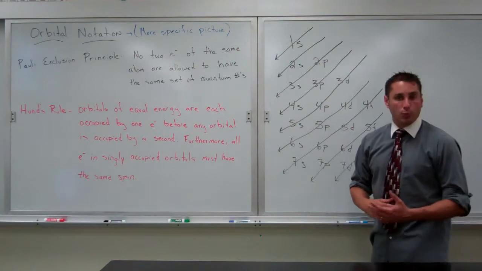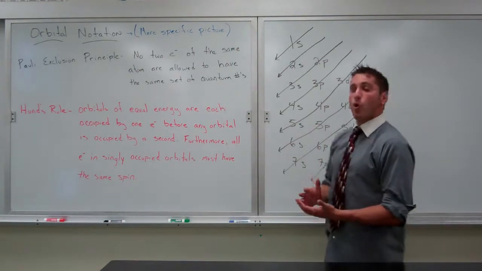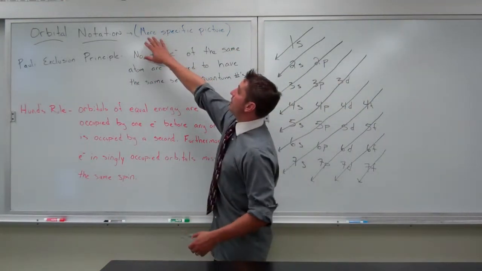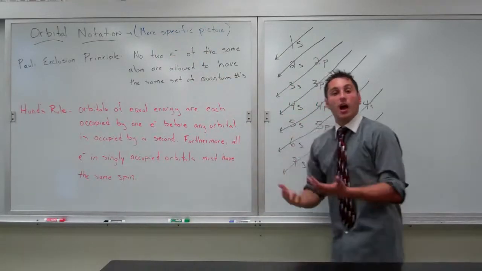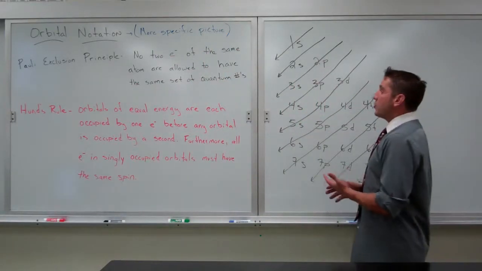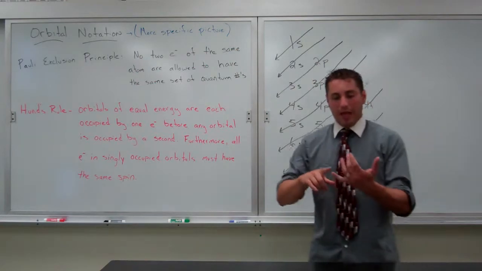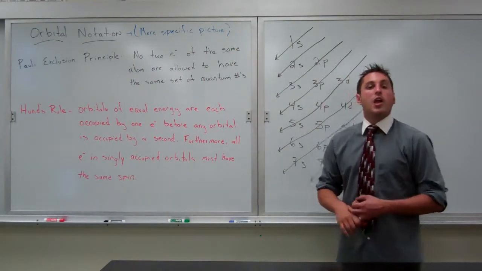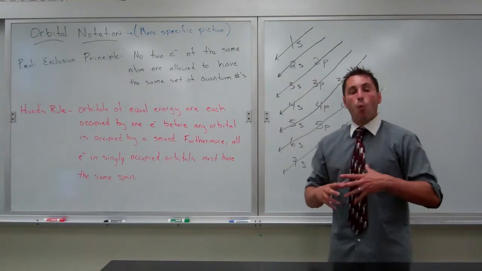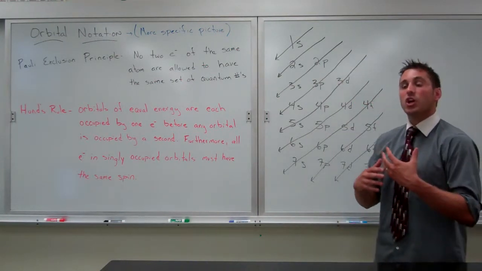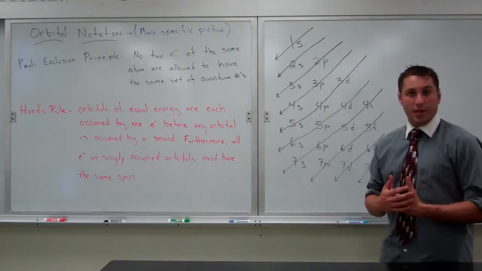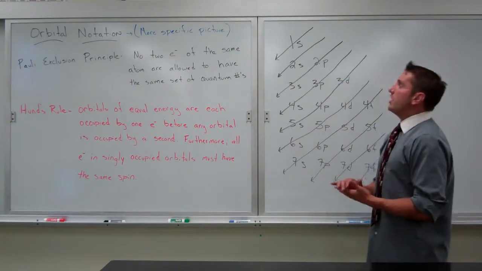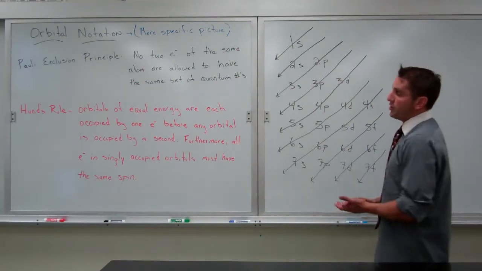Why do we have multiple notations? Well, the reason we have orbital notation is because it gives a more specific picture of the atom. The electron configuration could only tell us about the energy level and the orbital, the 1s. It didn't get more specific than that. Which orientation and which direction are they spinning? So the orbital notation is a much more specific picture of what's going on.